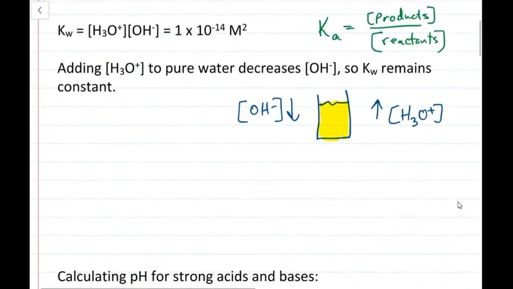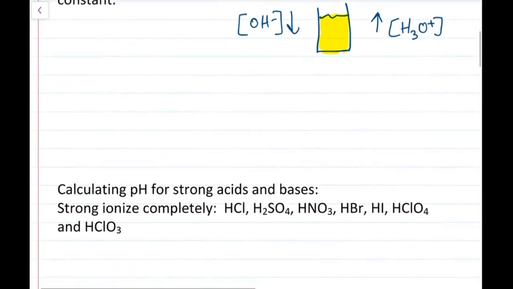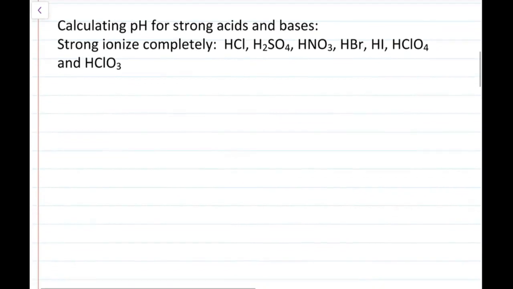Okay, so let's get back to talking about strong acids. If we're calculating pH for strong acids and bases, let's start with acids. Strong acids ionize completely. And this is a list of 7 strong acids. These are the only strong acids that ionize 100%. You do want to write them down just for homework problems and stuff, but you don't have to memorize these. I'll give you this list on the test when we get there. But all of these guys ionize completely.